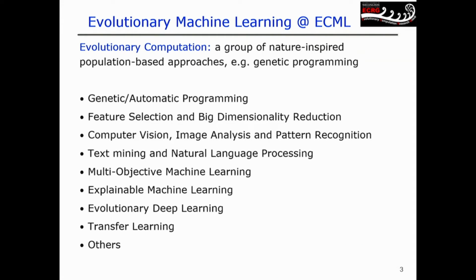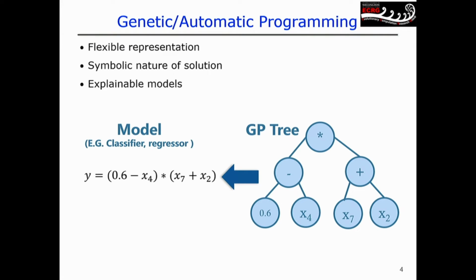We work on quite a wide range of topics within evolutionary machine learning. One of them is automatic or genetic programming, which Dr. Chi Chen talked about in the morning. The key strength of this type of approach is that it doesn't need any assumption on the data and doesn't require any data distribution. It can automatically learn a model structure as well as model coefficients. So it can create many different types of model, in various different structures.